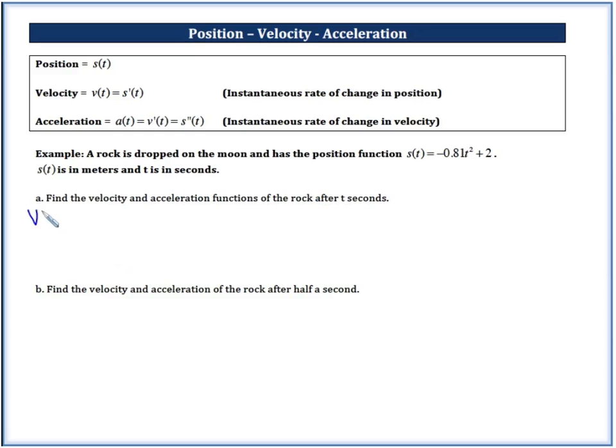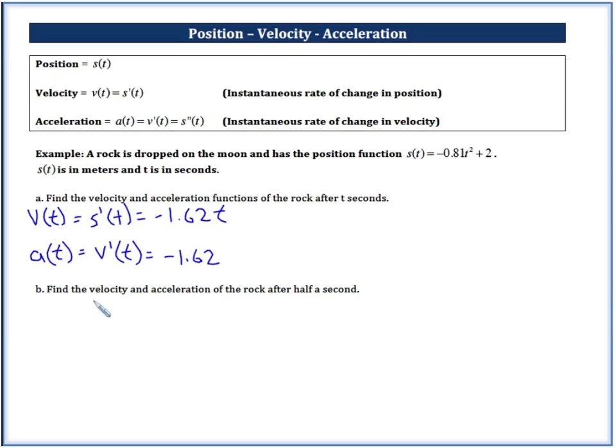Well, our velocity function v of t is going to equal the first derivative of the position. So the derivative here is going to be 2 times negative 0.81, which is negative 1.62, and then t, and that decreases by 1, and then plus 0. So there's your velocity function. For acceleration now, remember this is going to be the derivative of the velocity. So the derivative here is just negative 1.62.